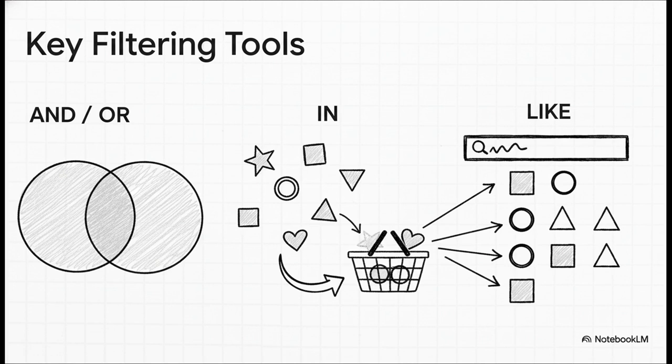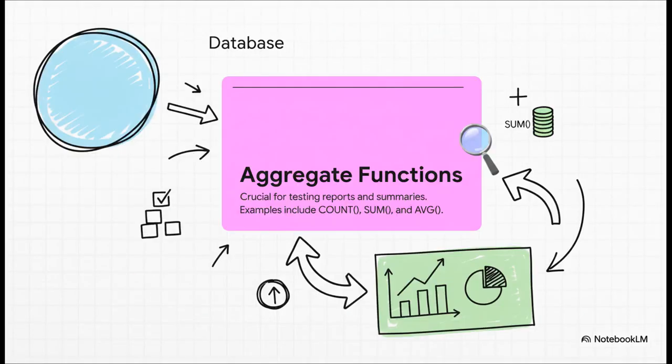And you can even do wildcard searches in text using like. Each of these just opens up a whole new world of tests you can run. Okay, so checking one record at a time is powerful, for sure. But what about the big picture? What about those dashboards and reports? That's where aggregate functions come in. You've got commands like count, sum, and AVG.